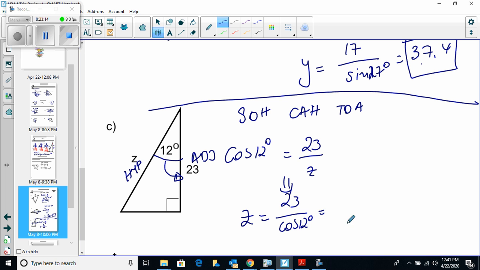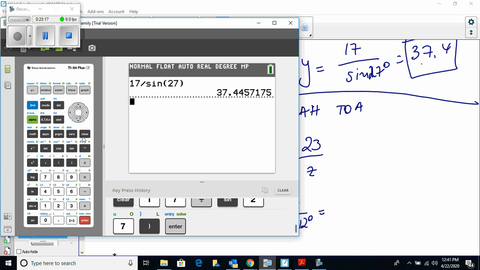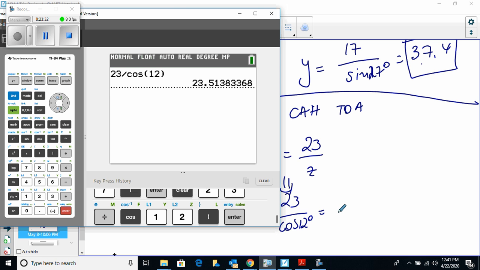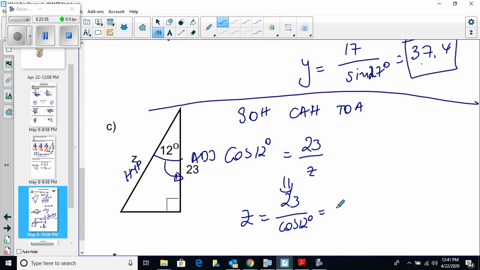So now we reach to our calculator again, and we go 23 divided by cosine 12. And it is 23.5. Just to keep in mind, the hypotenuse is the longest side of the right angle triangle. So when you see that the hypotenuse is less, then most likely you have to check the mode of your calculator.